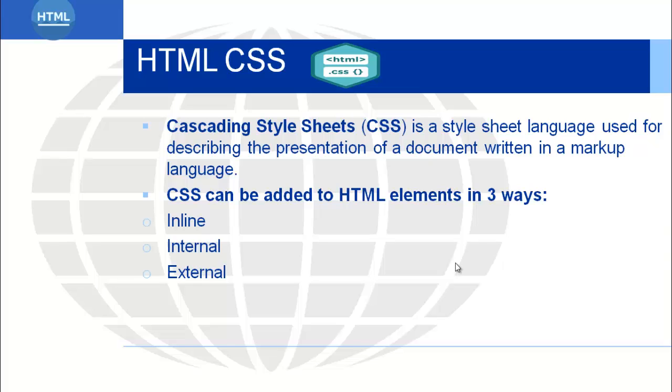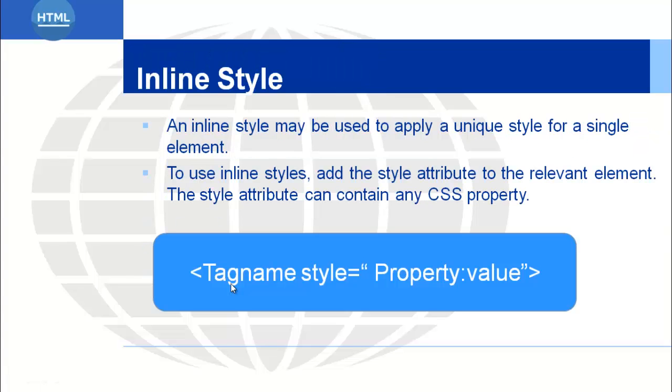We can add CSS to HTML elements in three ways, that is inline, internal and external. By using CSS, we can save a lot of time. Coming to inline styles, an inline style may be used to apply a unique style for a single element. This is the syntax of the inline style: tag name, style equals to, within double quotes, property and a value. To add inline styles, add the style attribute to the relevant element and give the CSS properties. We'll see a practical demo of how to display the inline styles.